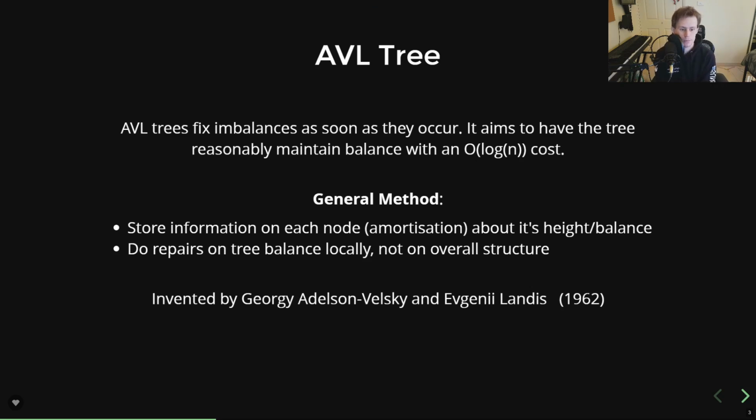So firstly, AVL trees are trees that fix imbalances as soon as they occur, which I guess is probably what you meant by a self-balancing tree before, but it aims to have the tree reasonably maintain balance with an O(log n) cost. So this doesn't mean that rebalancing is free. It means that there's a method we can use to make rebalancing regularly more often and manage rebalances. Remember, there's a sense of a weight balance in a tree, and there's a sense of a height balance. The way AVL trees work is really quite straightforward.